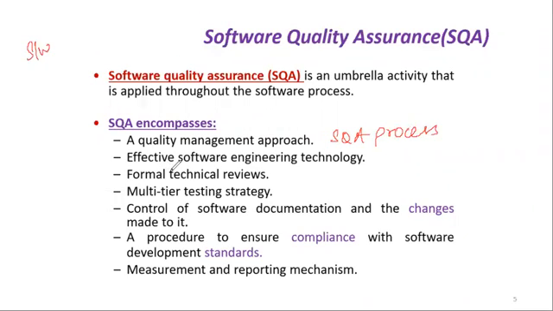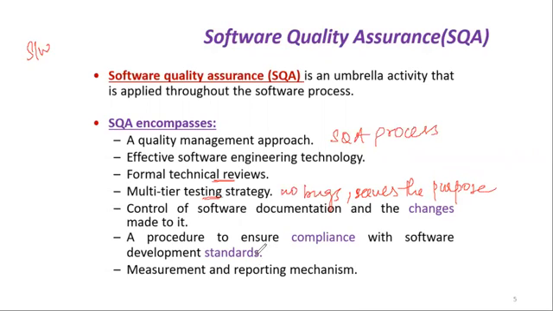Then the next is effective software engineering technology, that is, what technology is specifically used for designing the software. Formal technical reviews are used so that you avoid errors and can meet the deadlines. Then a multi-tier testing strategy, so that you ensure there are no bugs within the software and that the software is doing what it was designed for, that is, it serves its purpose. You're going to ensure that it serves the purpose.